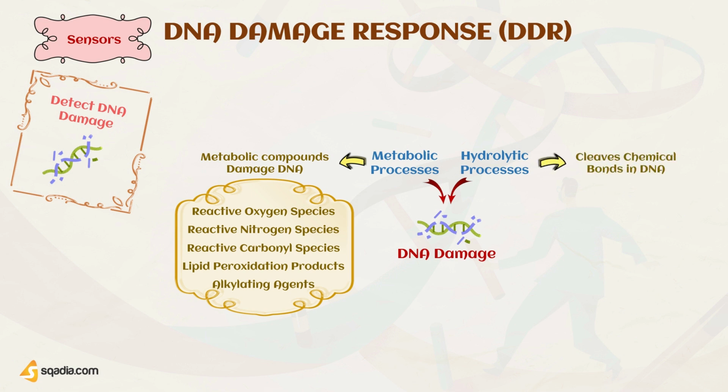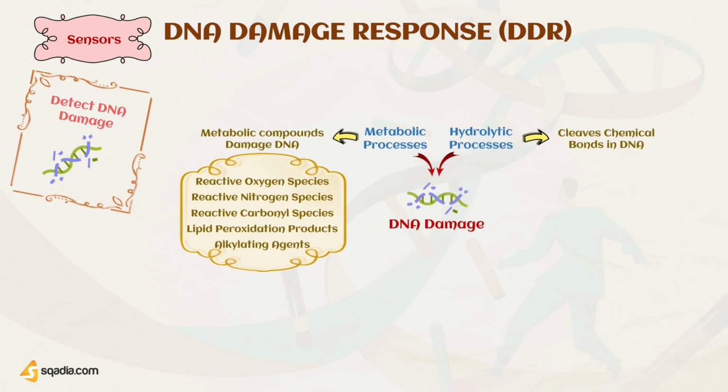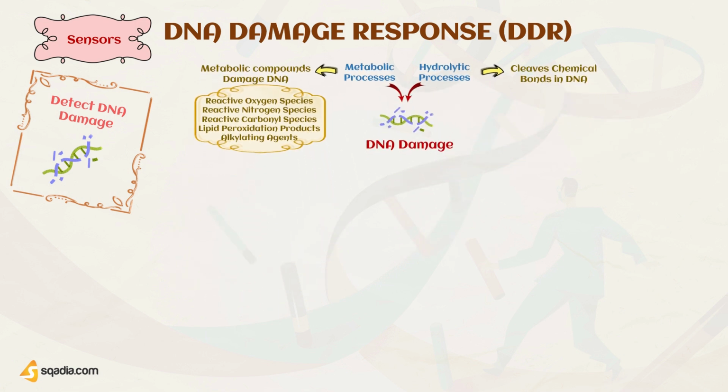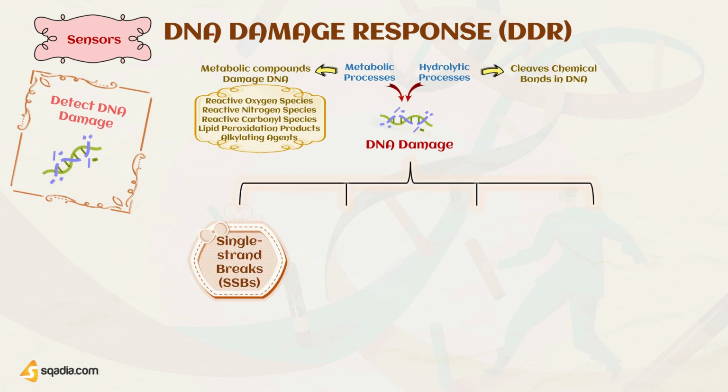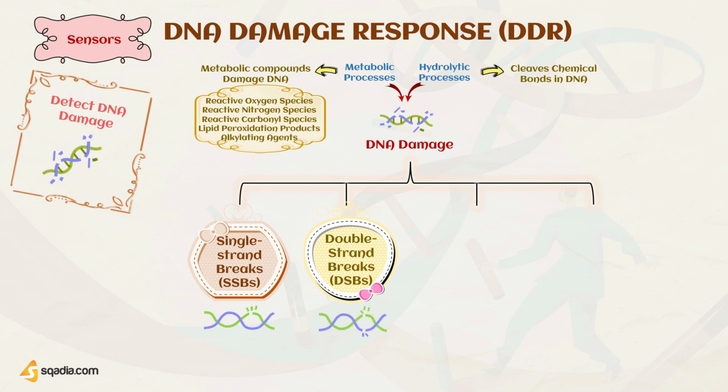Now, the DNA damage response depends upon the type of DNA damage. There are several types of DNA damage. Some of them include single-strand breaks, which occur when one of the 2 strands of DNA is broken, while the other remains intact. Double-strand breaks occur when both strands of DNA are broken.